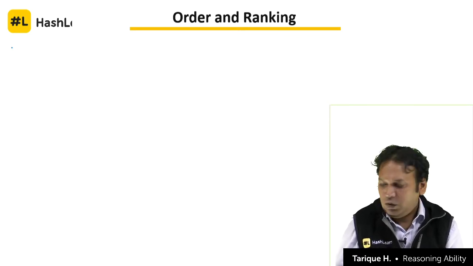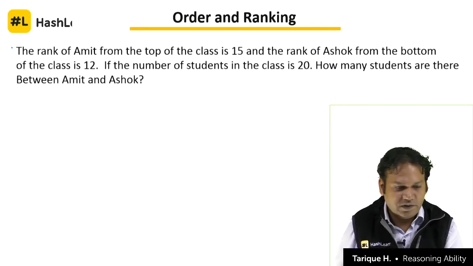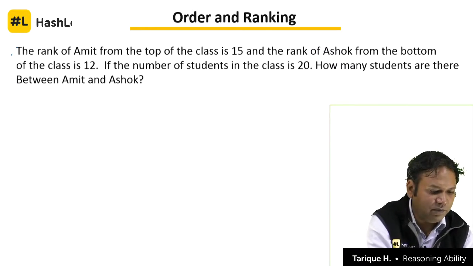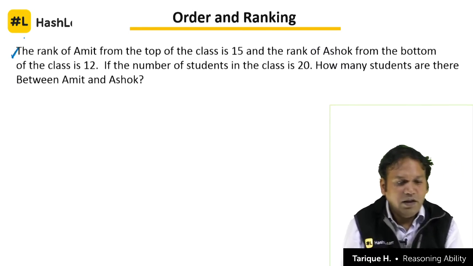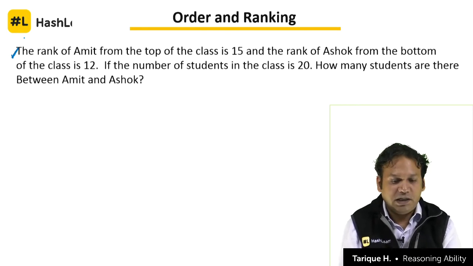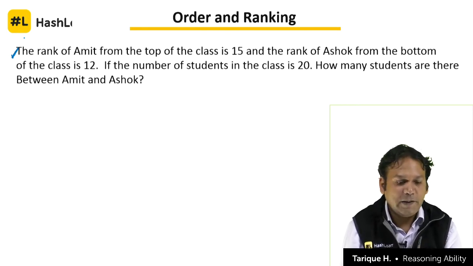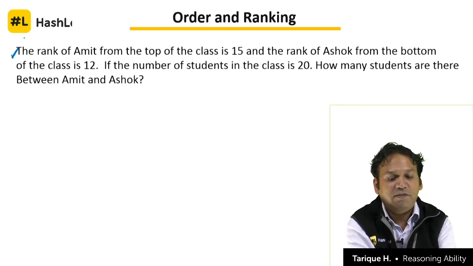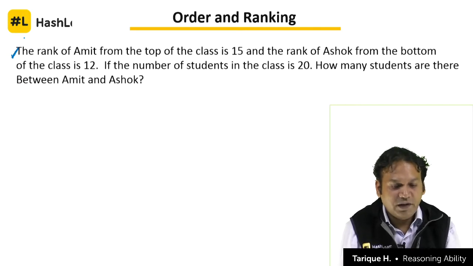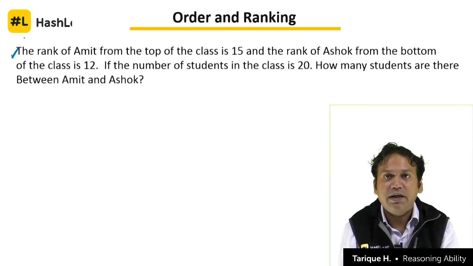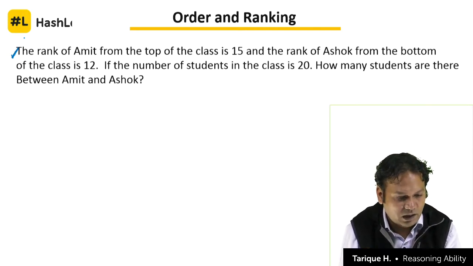Now, you will note down some, let us see this. First of all, let us solve this question and then I will give you some direct formulas. The rank of Amit from the top of the class is 15, same reference I am taking. The rank of Amit from the top of the class is 15 and the rank of Ashok from the bottom of the class is 12. If the number of students in the class is 20, how many students are there between Amit and Ashok?